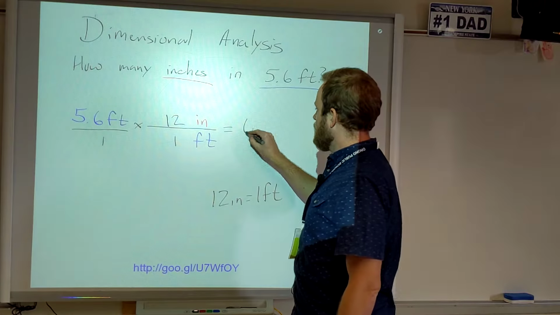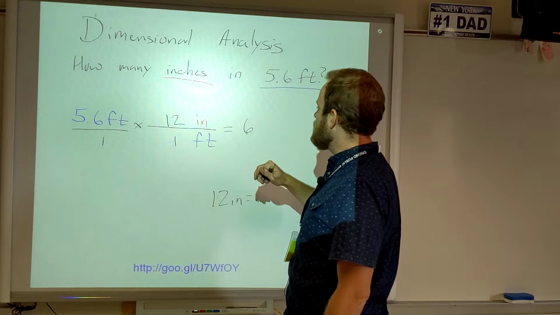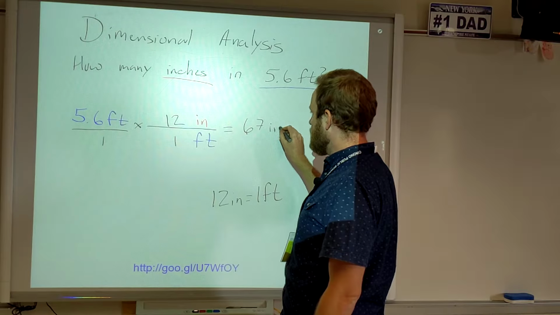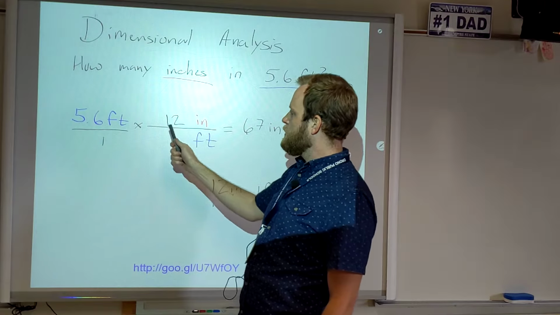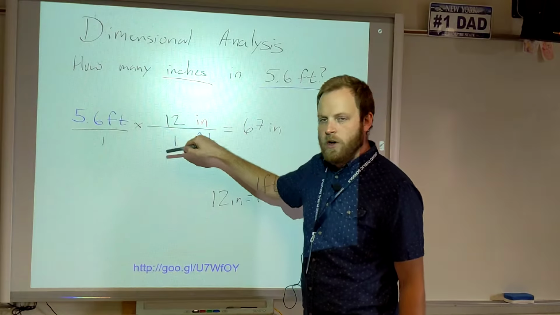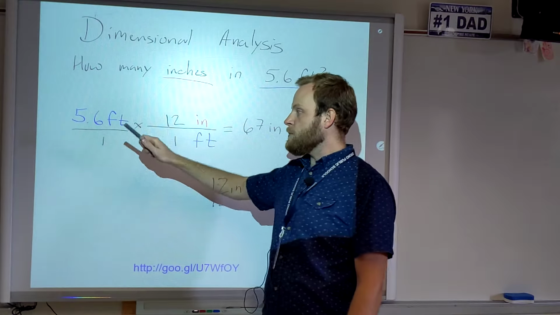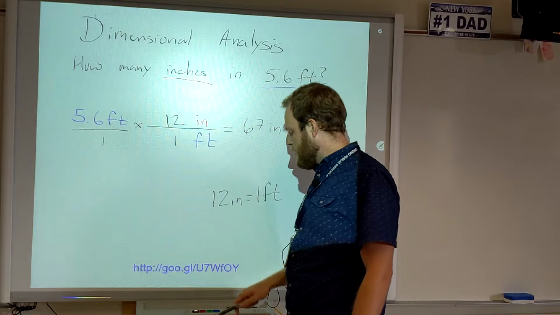So we have 67.2 inches. If I'm worried about significant figures, I'm just going to round that to 67 inches. This number has 2 significant figures. Unit factors, you don't worry about sig figs for. It's just the starting number you have to worry about significant figures. So since my starting number has 2, my final number should have 2.